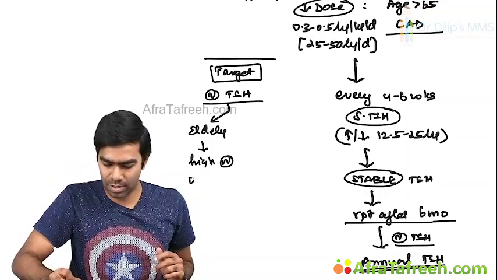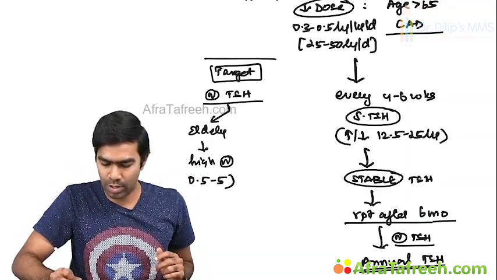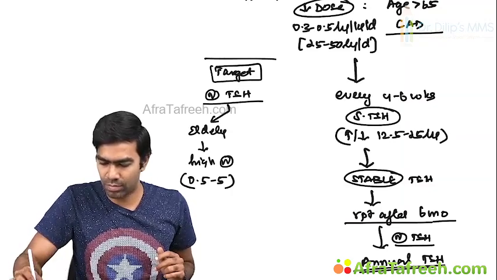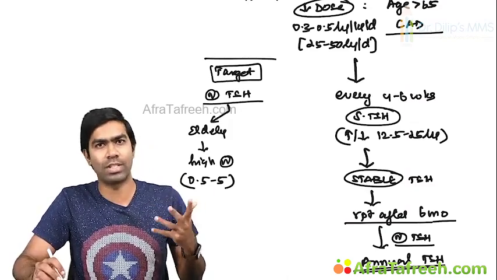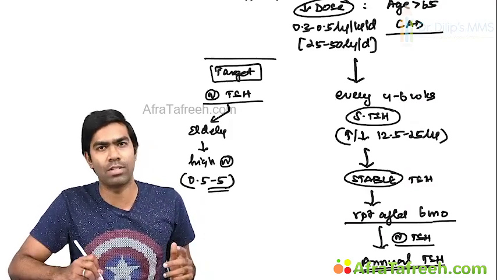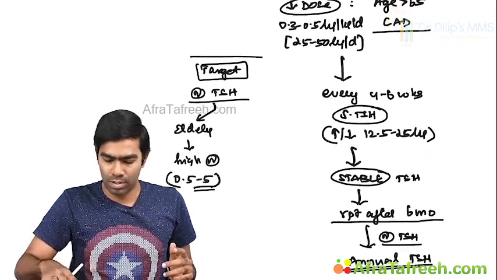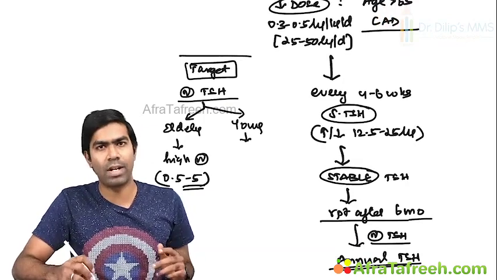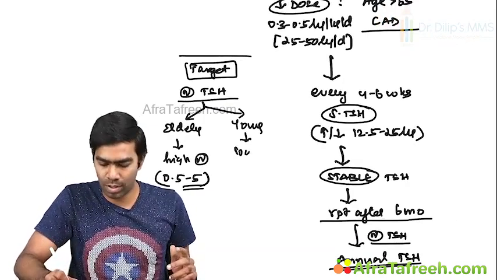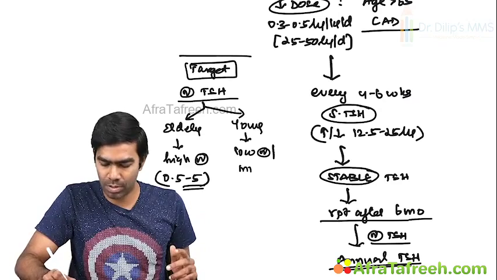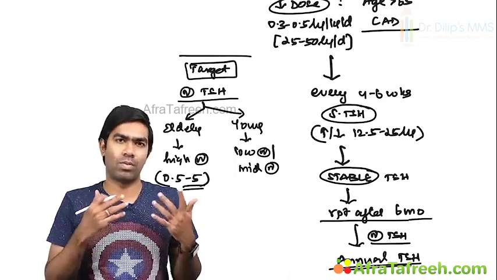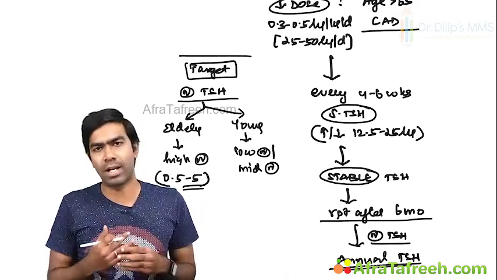For example, if the lab value is 0.5 to 5, you can maintain in the 4.5 to 5 range or 4 to 6 range. So you can maintain in the high normal range. Clear? So if it's a younger patient, less than 65 years, you can maintain in the mid-normal or low normal range. So maybe around 1.5, 2, that might be the correct cutoff.